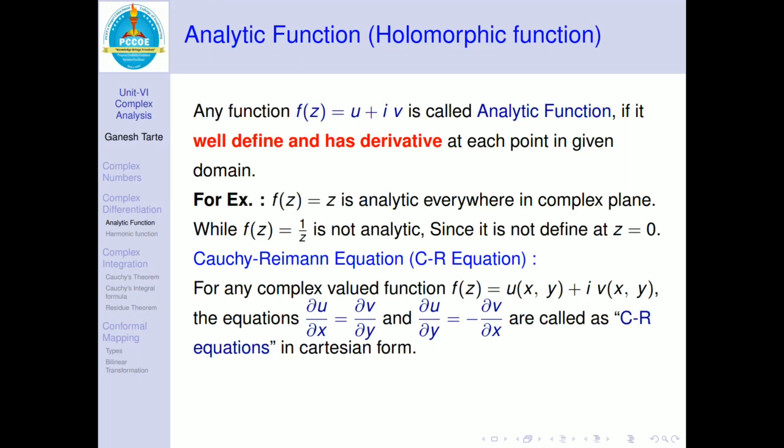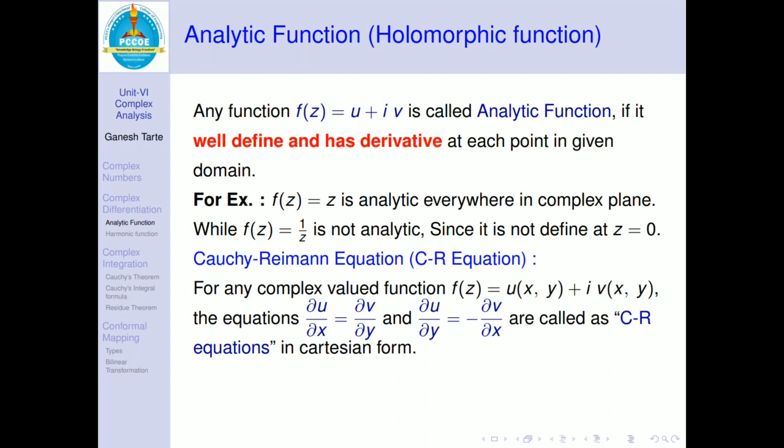Now, how to remember these equations? So suppose u and v are two functions, u is first, v is second, and x and y are two variables, x is first variable, y is second variable. Then partial derivative of first with respect to first variable is equal to partial derivative of second function with respect to second variable. So it is direct relation. And if you take cross, first function with respect to second variable and second function with respect to first variable, then there is negative sign.